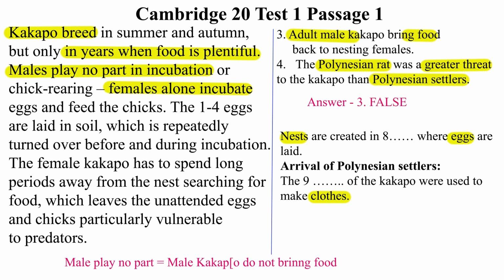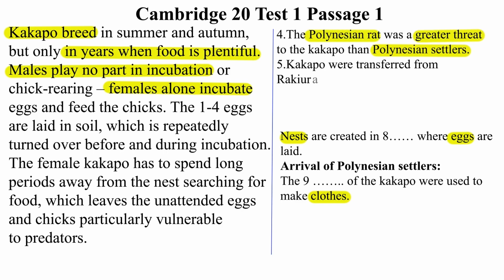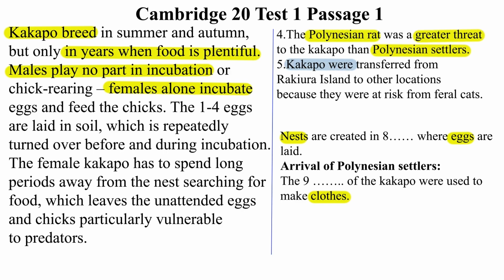Now come to question number 5. Kakapo are transferred from Rakoura Island to other locations because they were at risk from feral cats. Here the keywords are Rakoura Island and other locations, and the target is risk from feral cats.